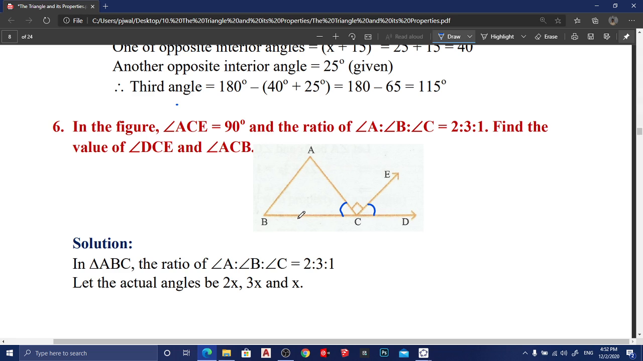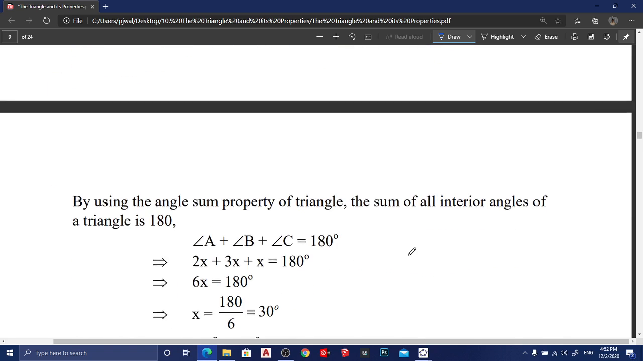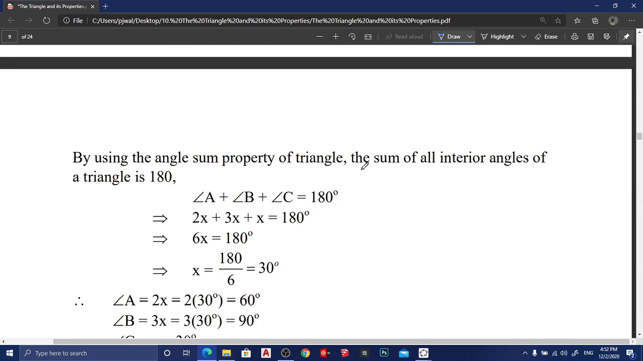Okay, so now what is here? It is given angle A is to angle B is to angle C is 2 is to 3 is to 1. So all of you know how to find out the actual angles if the ratio is given. 2 is to 3 is to 1 means 2x, 3x, x. Okay, so now you know the three interior angles of a triangle. You know the angle sum property, apply that.